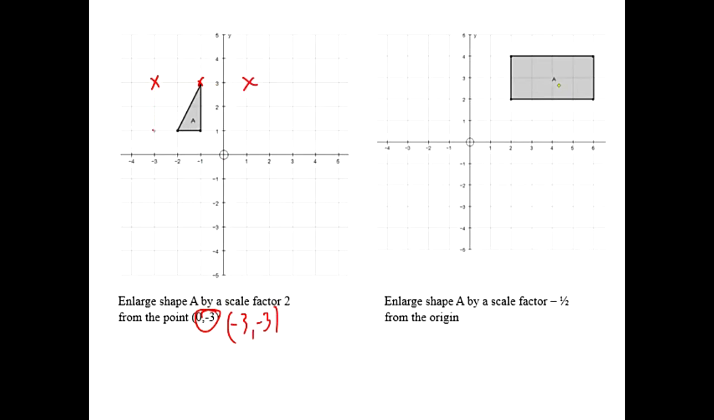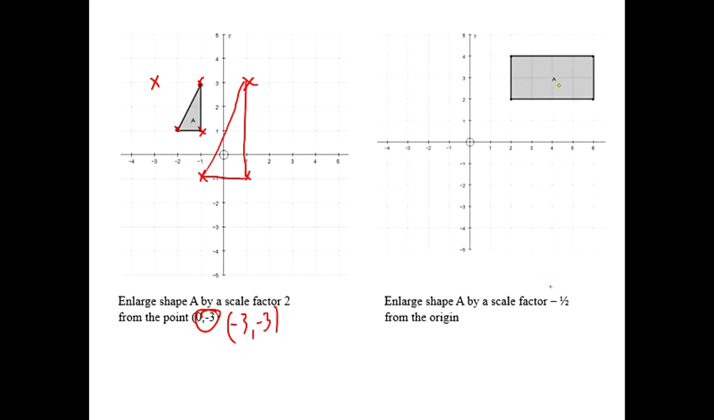This one, you're going to go down 2 and left 1, so we go down 2, left 1, we do that again, down 2, left 1, it will map to here. And the final point, this one here, is down 2, right 2, down 2, right 2, and that would map to here. So we join that up, and there is our triangle in large scale factor 2.